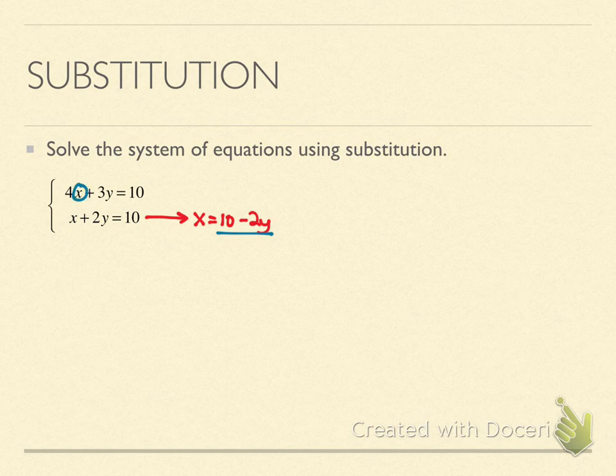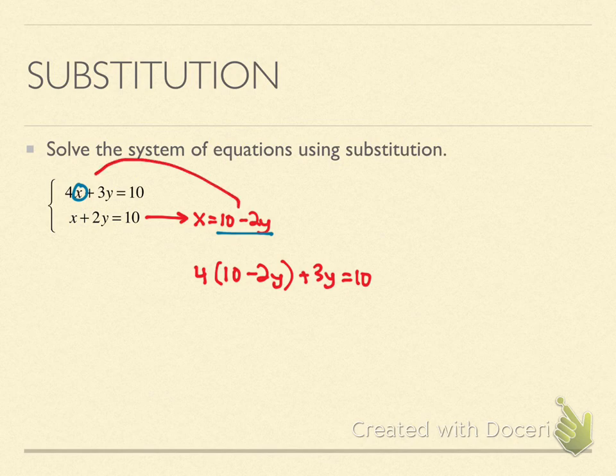So using that equation on the top, I start out with a 4, and then for x, I'm plugging in everything that x equals, which is 10 minus 2y. Then we have a plus 3y equals 10. I just took that top equation and made that substitution right there. So now we just have one variable, y, to solve for. I'm going to distribute the 4 to start that process. So 40 minus 8y plus 3y equals 10.